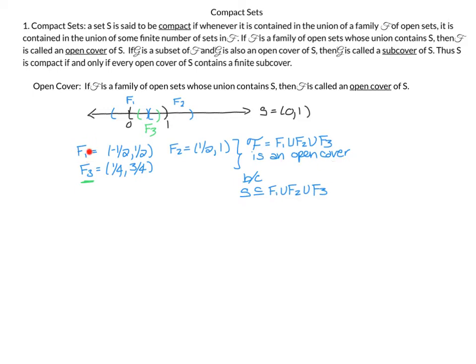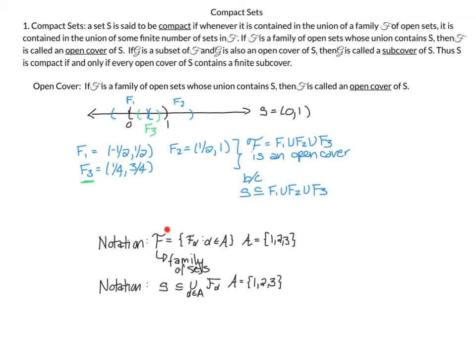So F1, F2, and F3 is an open cover. Let's just take a quick look. F1 is negative 1/2 to 1/2 over here. F2 is 1/2 to 1. So far it covers all of S except for possibly 1/2. But then we have F3, which is in green here, from 1/4 to 3/4. So now we've covered the entire set S. So F, being the union of F1, F2, F3, is an open cover for S because S is contained in the union of F1, F2, F3.